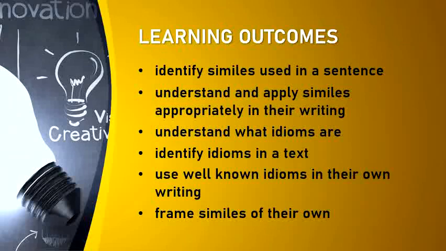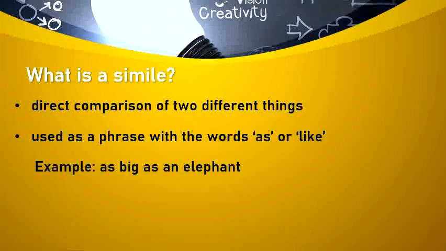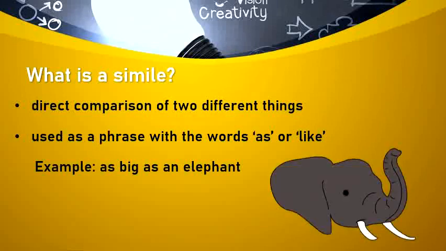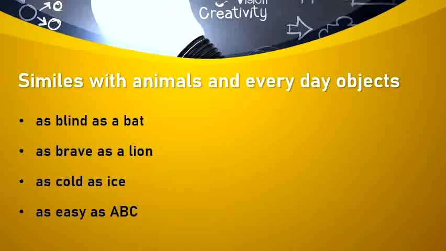Let us begin by discussing what are similes. A simile is a direct comparison of two different things. It is used as a phrase with words as or like. For example, as big as an elephant. Let us now look at a few more examples of similes. Here are some examples of similes with animals and everyday objects in them. You might have heard some of these.